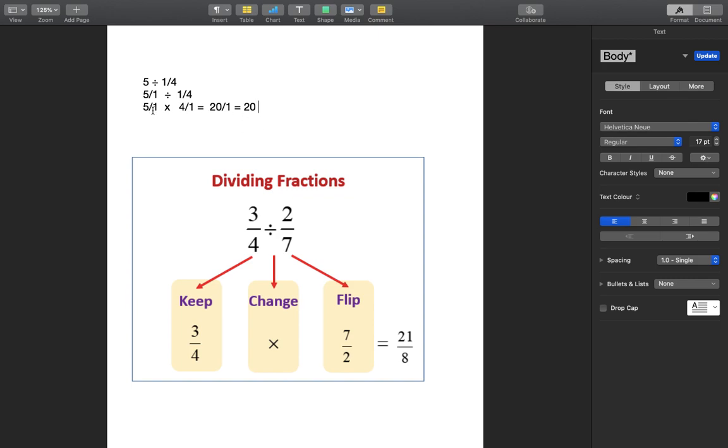So just to recap how to do this division sum. You're going to have to put your whole number over 1 to create a fraction. So then the new sum is 5 over 1 divided by a quarter. And then to complete this, you keep the first fraction the same, change the division sign to multiply, and flip this fraction around, and then multiply top by top, bottom by bottom to get your answer. That's how we divide fractions. Okay?